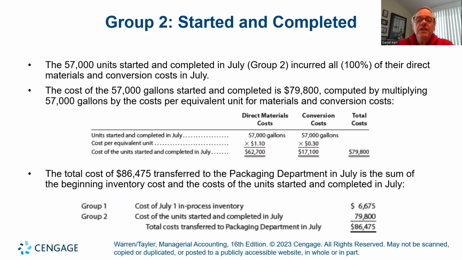Then as far as the units that were started and completed this period, there were 57,000 times $1.10. That's the total materials costs incurred. And the total conversion costs were 57,000 times 30 cents, which gives me the 17.1. So the total of cost transferred to the packaging department in the month of July would be the beginning work in process plus the cost of the goods started and completed in July, which was 79. So the total amount that's transferred to the packaging department is 86,475.